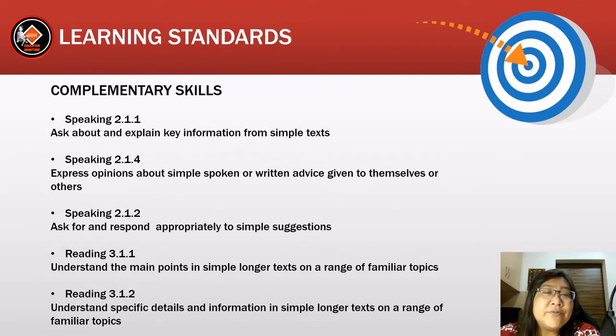Now let's look at the complementary skills. We have speaking 2.1.1, ask about and explain key information from simple text. Speaking 2.1.4, express opinions about simple spoken or written advice given to themselves or others. Speaking 2.1.2, ask for and respond appropriately to simple suggestions. Reading 3.1.1, understand the main points in simple longer text on a range of familiar topics. And reading 3.1.2, understand specific details and information in simple longer text on a range of familiar topics.